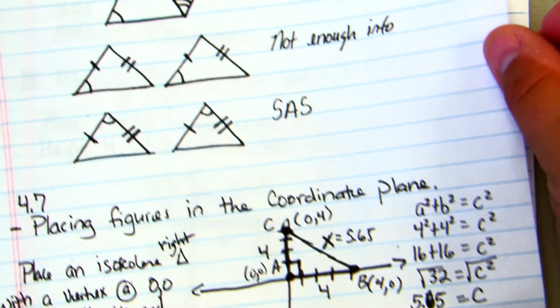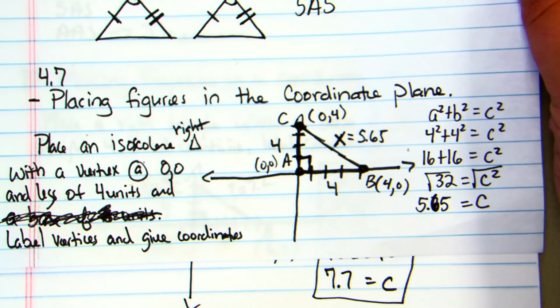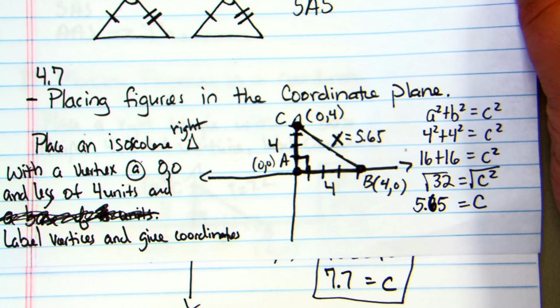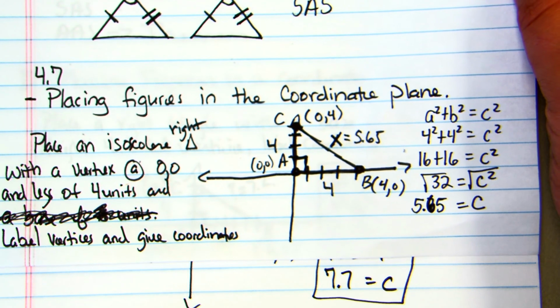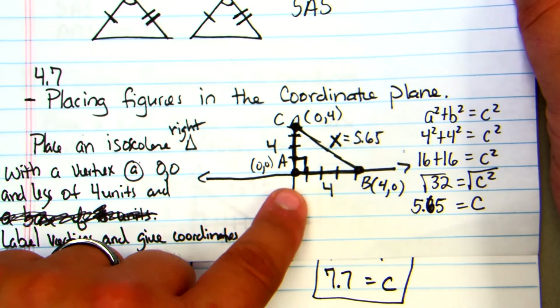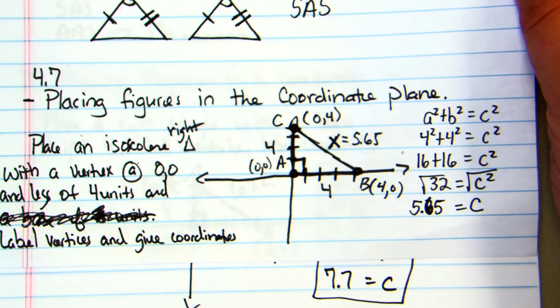And then section 4.7 is another placement, placing the figure in a coordinate plane. An isosceles right triangle where the vertex is at 0, 0 and the legs are 4 units. In which case I should put it at 0, 0, my legs are 4 units. I went ahead and found the length of the hypotenuse to be 5.65 for that.